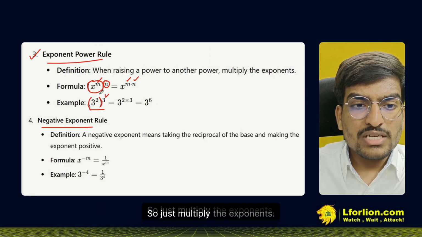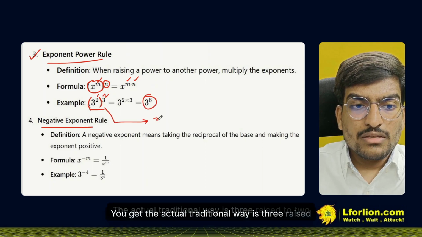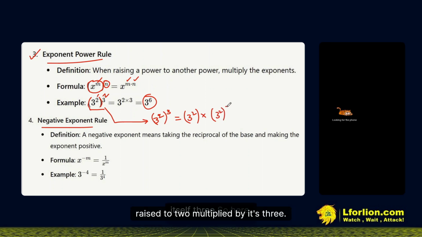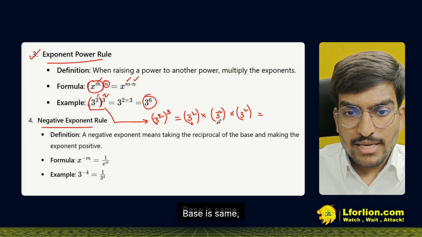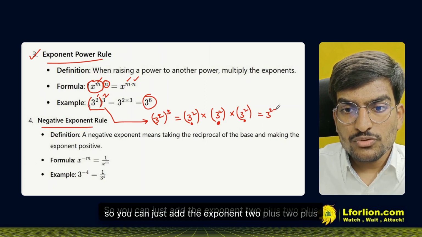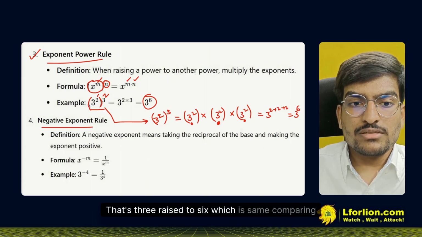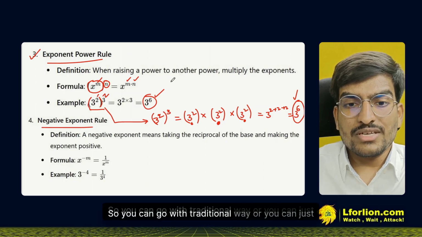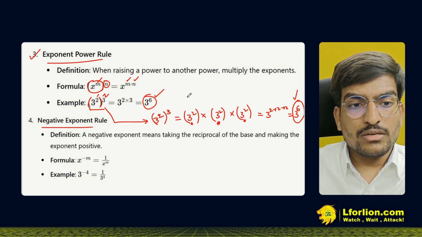So just multiply the exponents. The actual traditional way is 3 raised to 2 is raised to 3, that equals 3 raised to 2 multiplied by itself 3 times. So here you can apply the product rule. The base is the same, so you can just add the exponents, 2 plus 2 plus 2, that's 3 raised to 6, which is the same as this. So you can go with the traditional way or you can just follow this method, the power rule, to get a quicker solution.